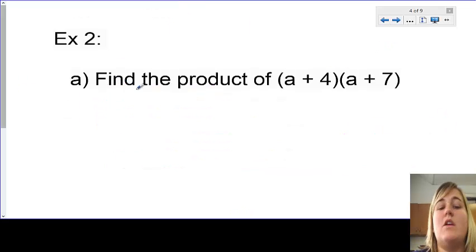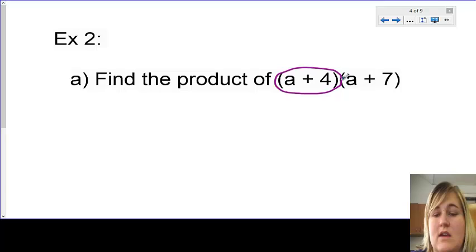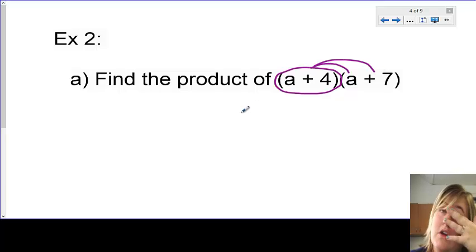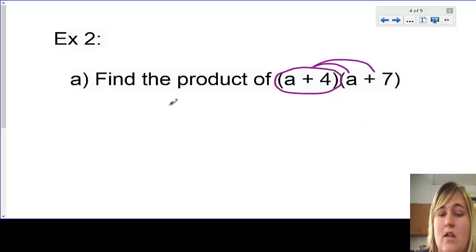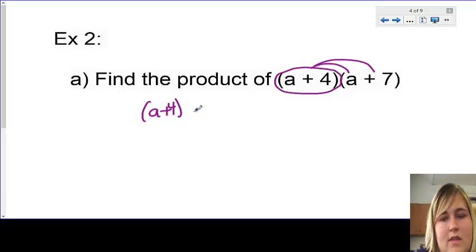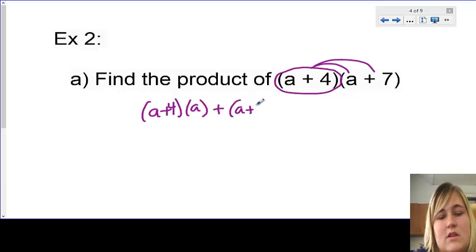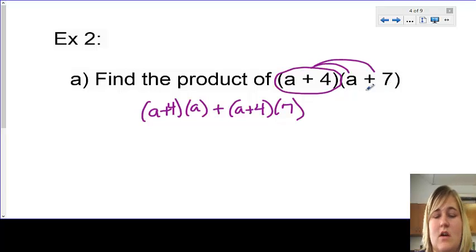Okay, so now what we're going to do is find the product. We're distributing everything that's touching the parentheses here to everything over there. So I'm taking this to each of those, by taking all of this. So I have a plus 4 being multiplied times a, plus a plus 4 being multiplied times 7. Okay, so I just took this to each of those.